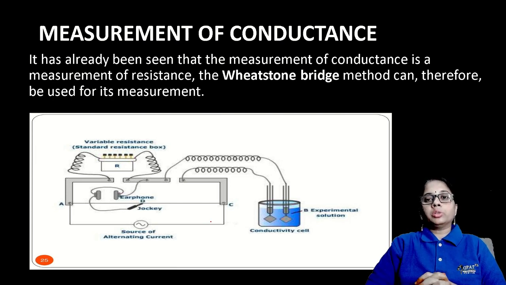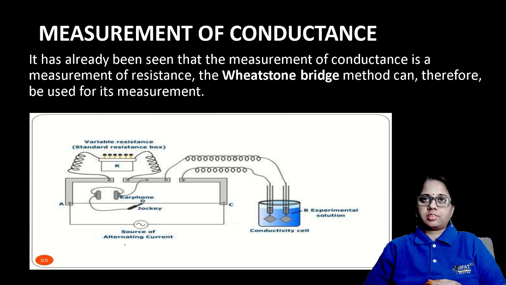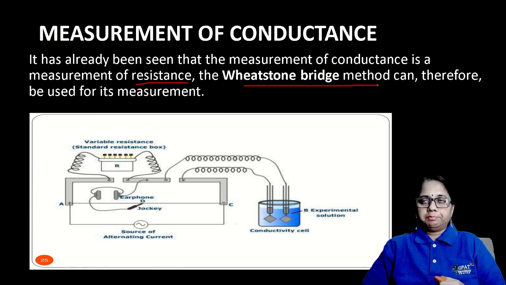That means how we are going to measure the conductance. So it has already been seen that the measurement of conductance is a measurement of resistance, right? Because it is the reciprocal of the conductance. So the Wheatstone Bridge method, the bridge circuit, whatever they are going to use, that is the Wheatstone Bridge method. Therefore we use it for its measurement. Okay, here you can see the picture of the Wheatstone Bridge method.